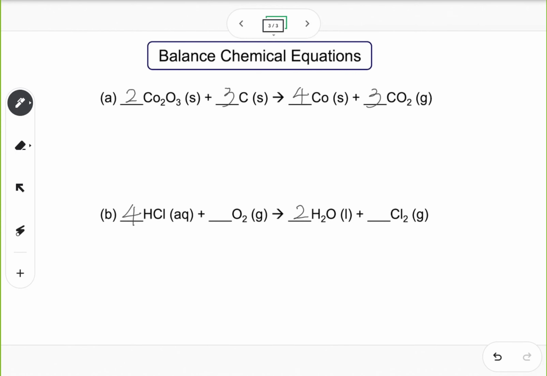Now the next element is chlorine. You have 4 chlorines on the reactant side and only 2 chlorines on the product side. Therefore, in order to balance chlorine, you add 2 in front of Cl2. So now everything is balanced, and this is a balanced chemical equation for this particular reaction. We will do more practice in our class, and you go ahead and try those questions in homework and recommended practice, and let me know if you have any questions.